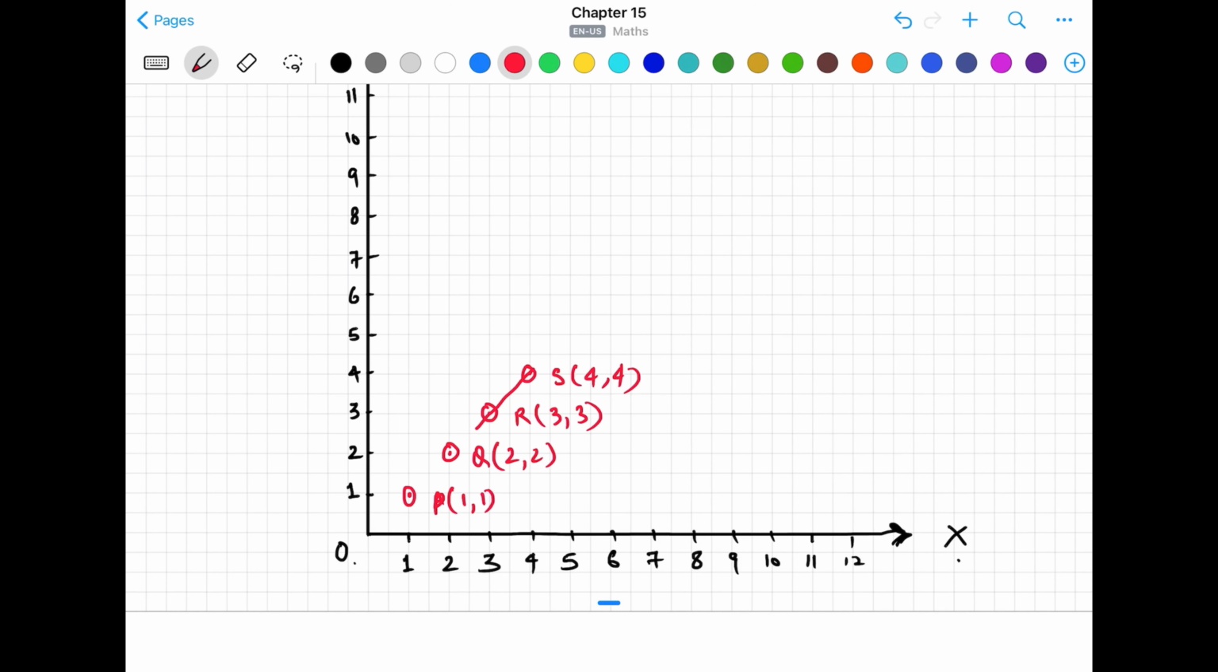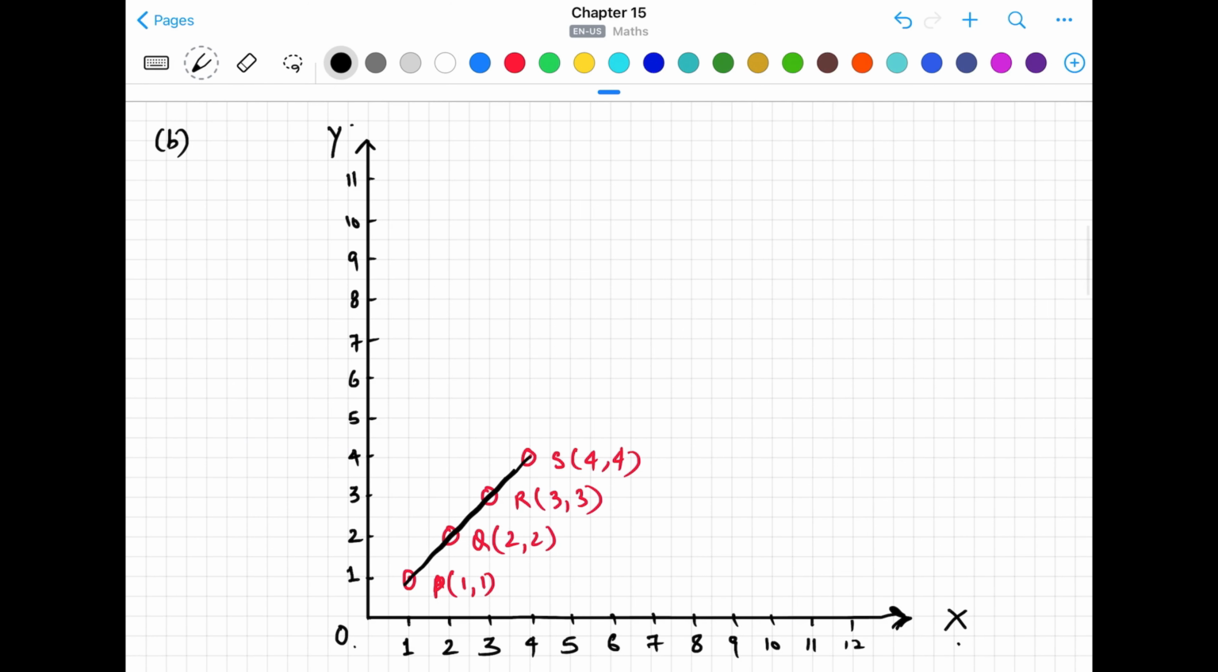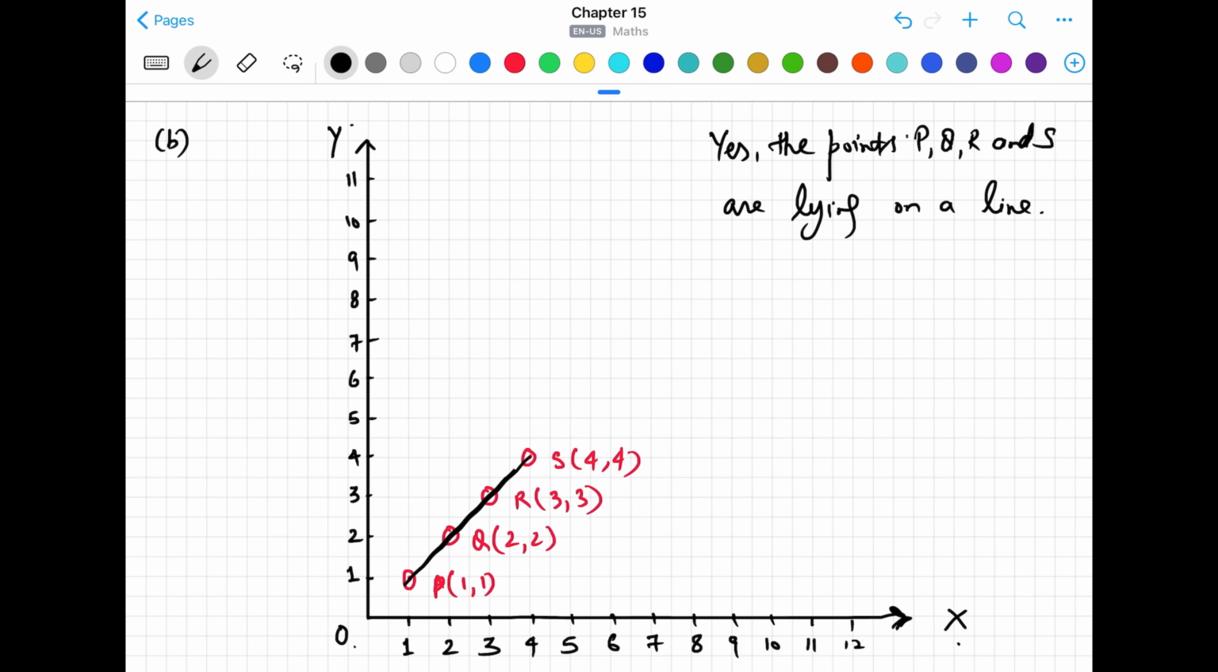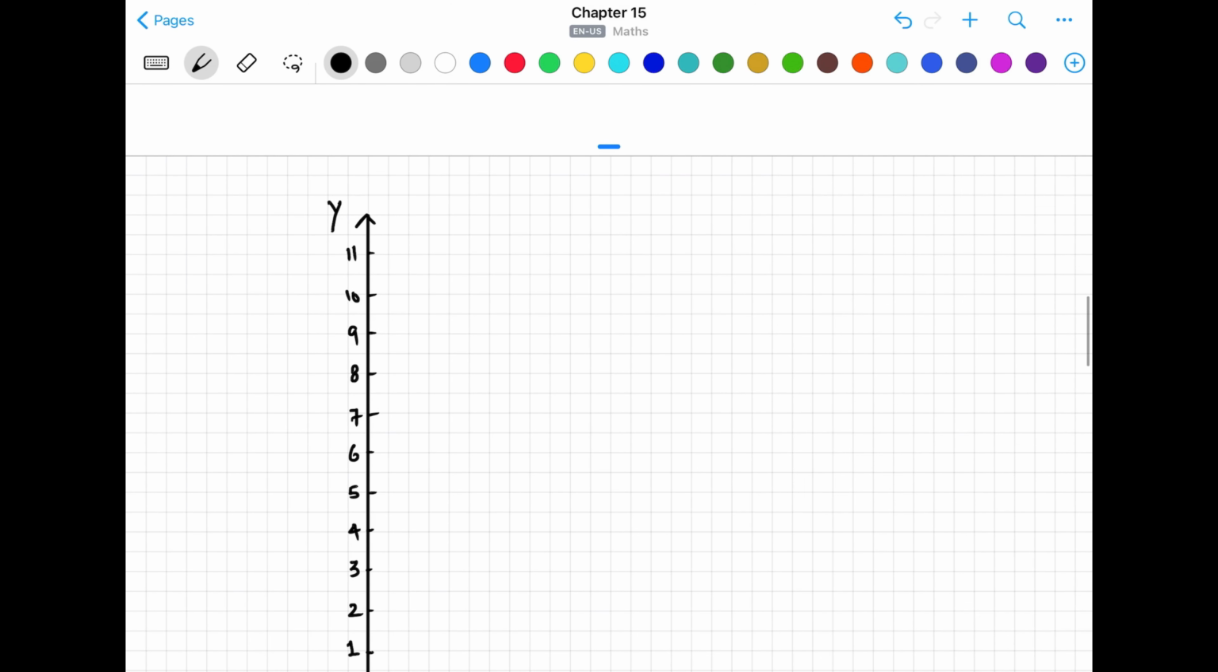Let's choose a different color. You can see that these points are lying on a straight line. So when we join these points, we are getting a straight line. So the answer for this one is also yes, the points P, Q, R and S are lying on a line.